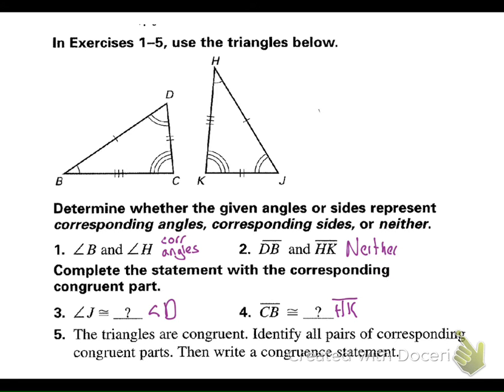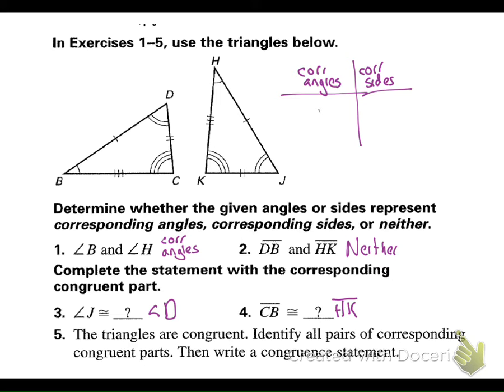Okay. Over here, the triangles are congruent. Identify all pairs of corresponding parts. Then write a congruent statement. I'm going to write that up here. So we have corresponding angles, and we have corresponding sides.